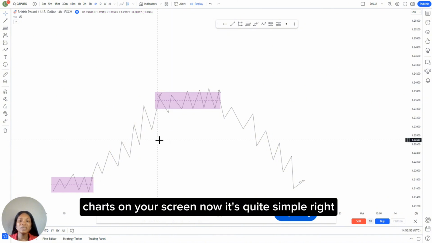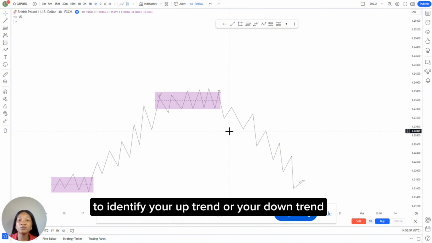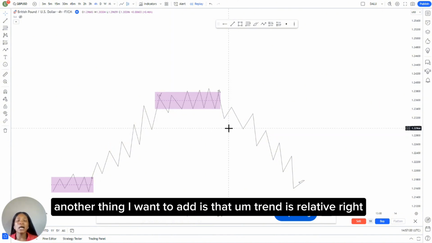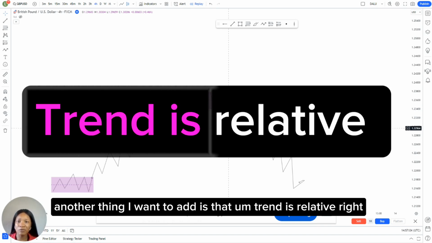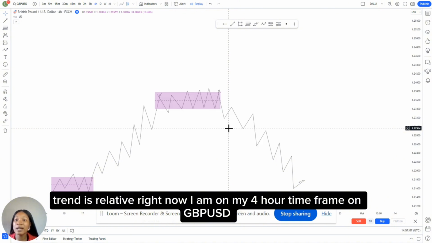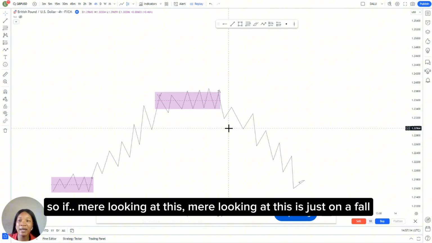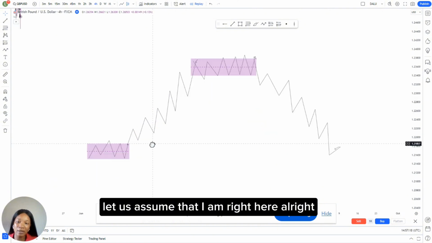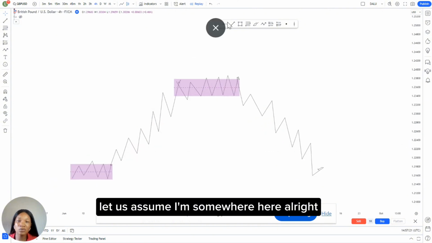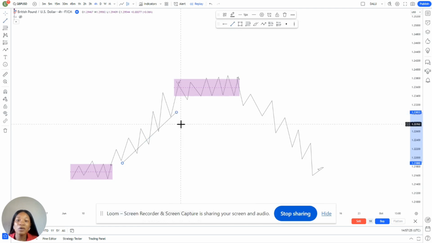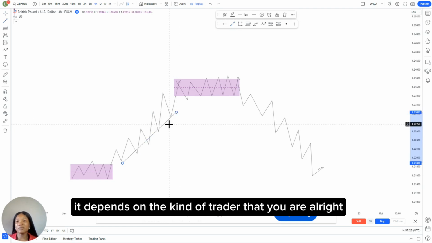Now, it's quite simple, right? To identify your uptrend or your downtrend is quite simple. Another thing I want to add is that trend is relative. All right, trend is relative. Right now I am on my 4-hour time frame on GBP USD. So let us assume that I am somewhere here. It depends on the kind of trader that you are.